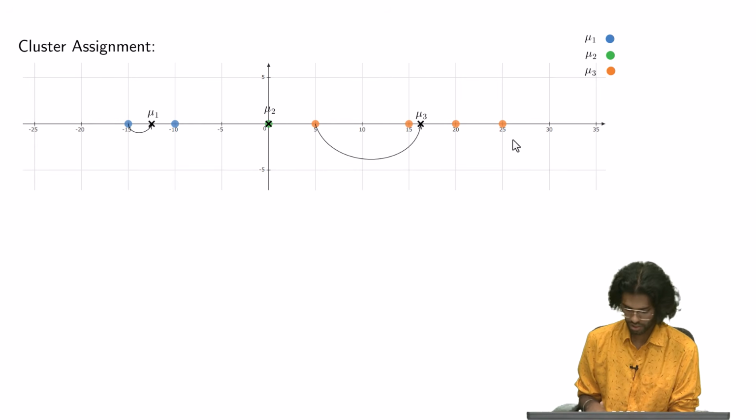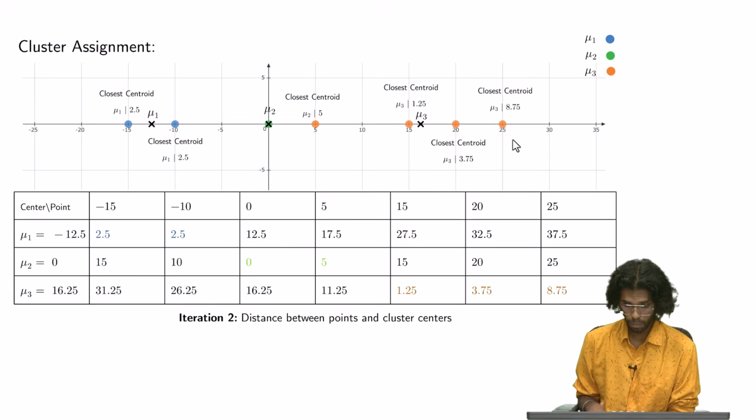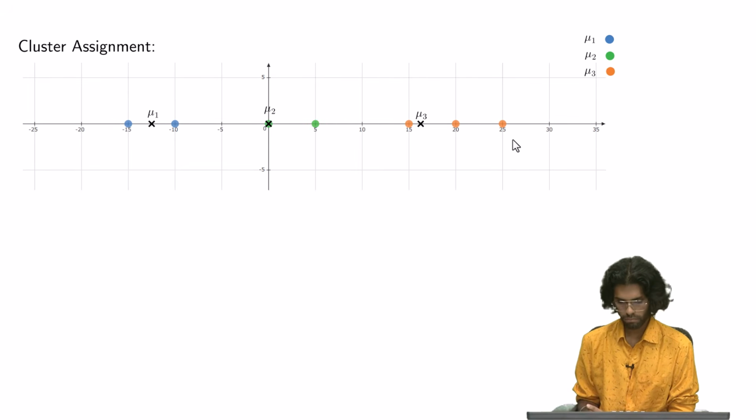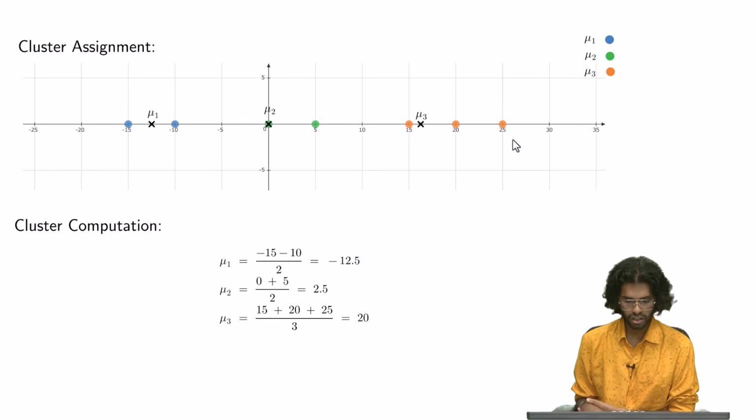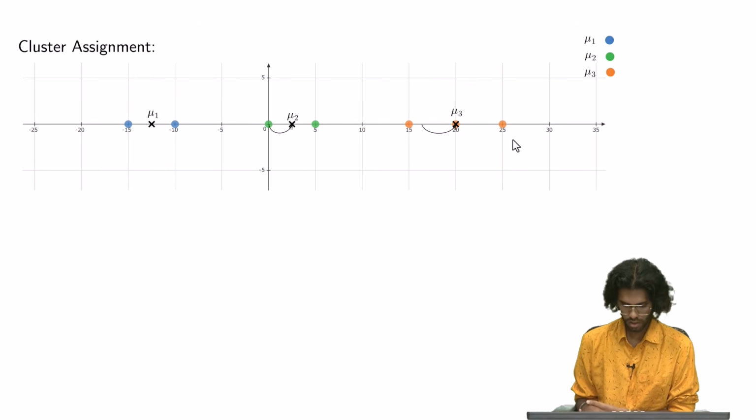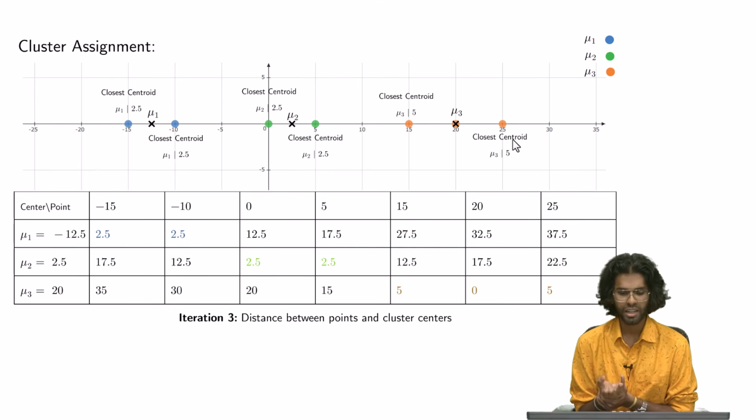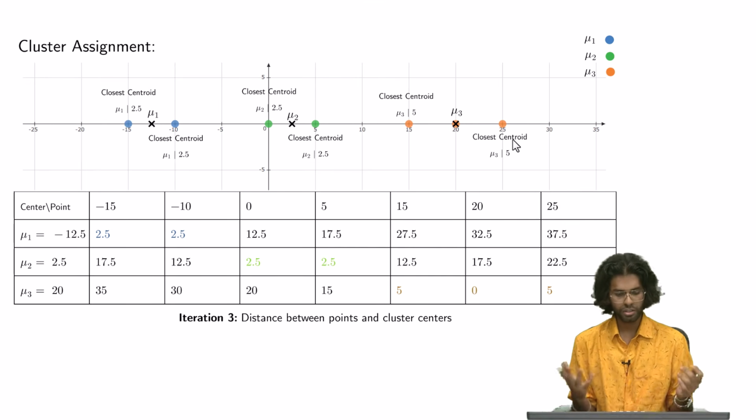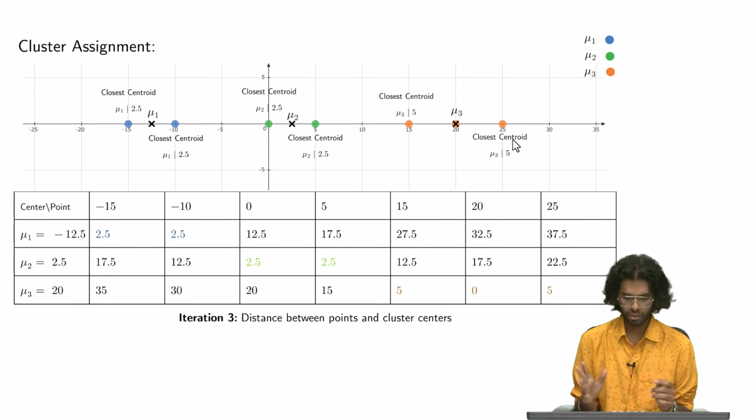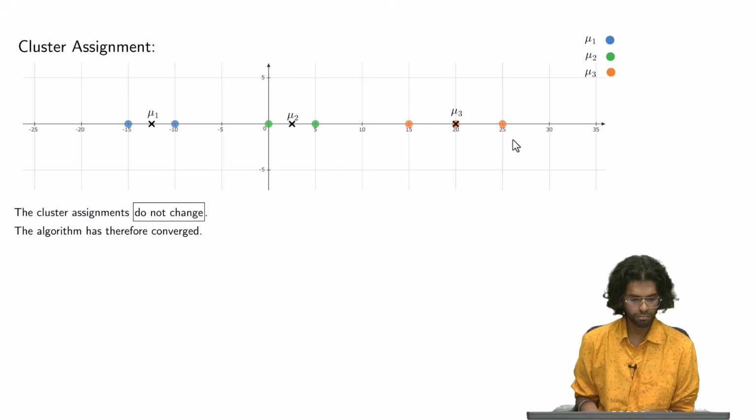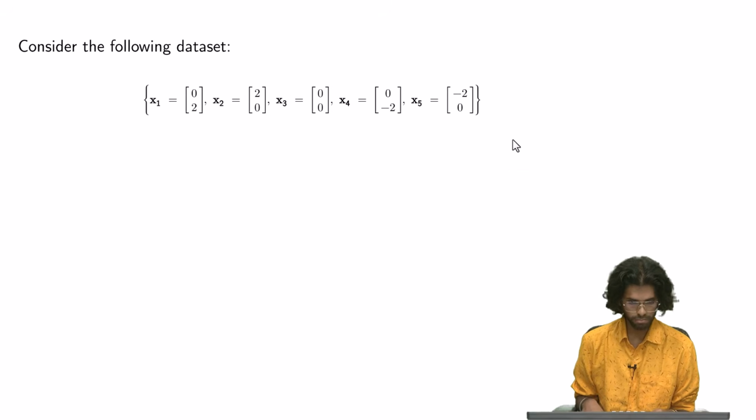We again do our cluster assignment step. Here you can see the point equal to 5 would be updated to mu2, whereas the others would stay roughly the same. After the assignment we do our recomputation again, and now we've converged. If you calculate the closest centroids for each of these, you see that the assignments don't change, hence k-means, Lloyd's algorithm, has converged for this particular problem.